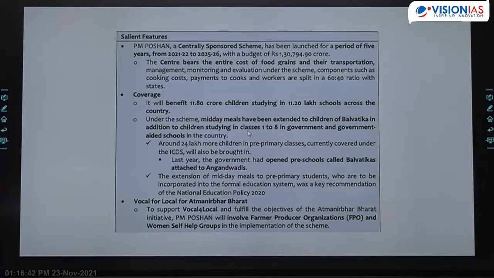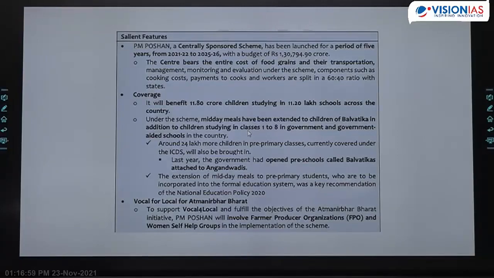Is that very clear? Now the ambit of the scheme has been extended to the children. This is what I was mentioning earlier. It has been extended to the children belonging to preschools, that is Bal Vatikas. Bal Vatikas were basically the preschool which has been attached with Anganwadis. Is that very clear? Okay.